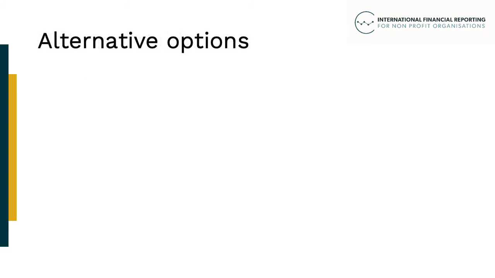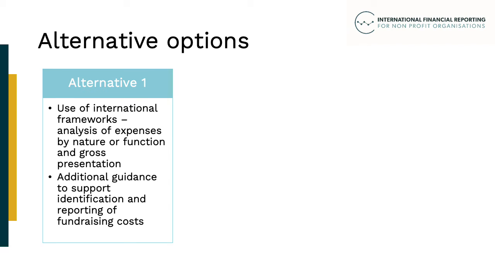The consultation paper puts forward 3 alternative options for fundraising costs. Alternative 1 allows organisations to use any of the international frameworks as they have similar requirements for analysing expenses by nature or function and require them to be presented on a gross basis. This would allow NPOs to continue to develop their own policies on the treatment of such costs, with additional guidance provided to support NPOs with the identification of fundraising costs and recommendations for financial reporting. This might include fundraising costs being reported as a function as part of a functional analysis.